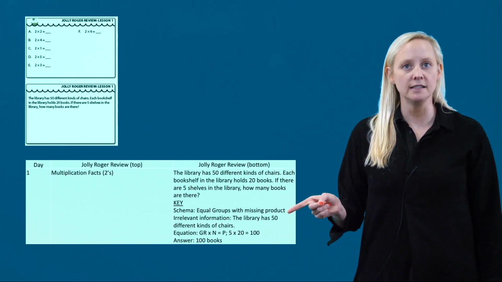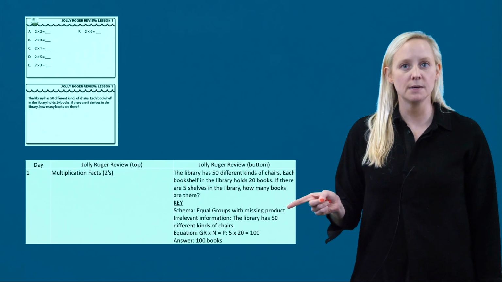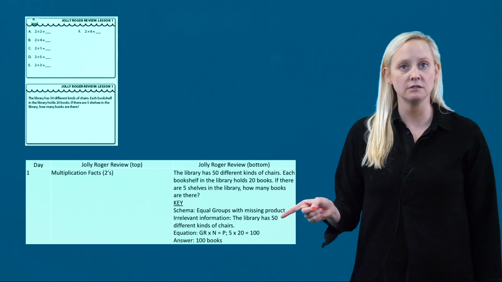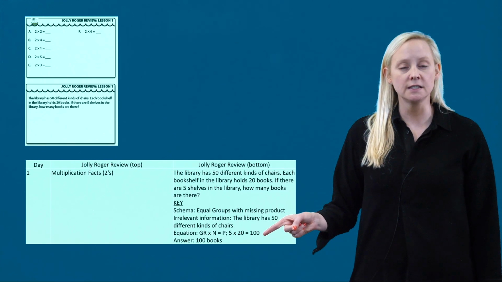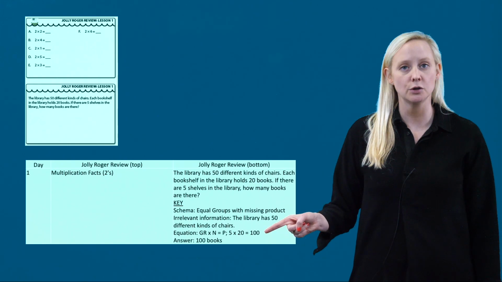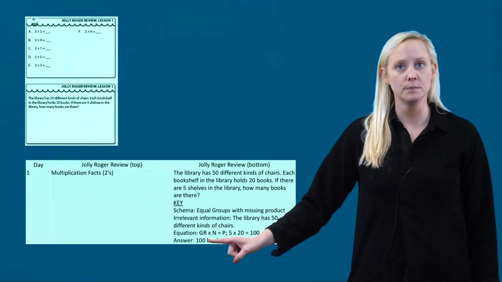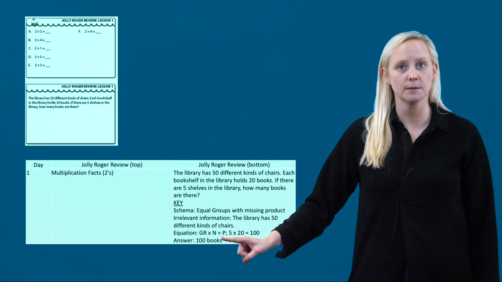So I've identified the schema. We know that the schema is equal groups with a missing product. We have our relevant information that students will need to cross out, which we have in some of our word problems. Then I've listed the equation, both the equal groups equation as the letters, so GR times N equals P, which stands for the group times the number in each group equals the product.